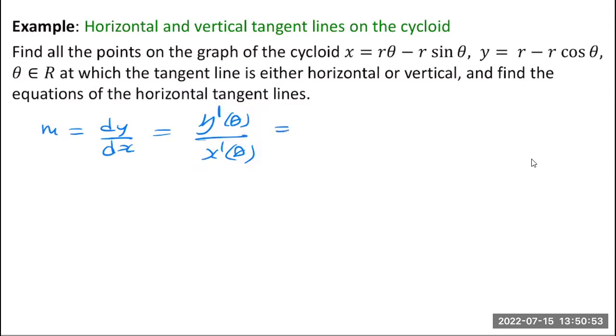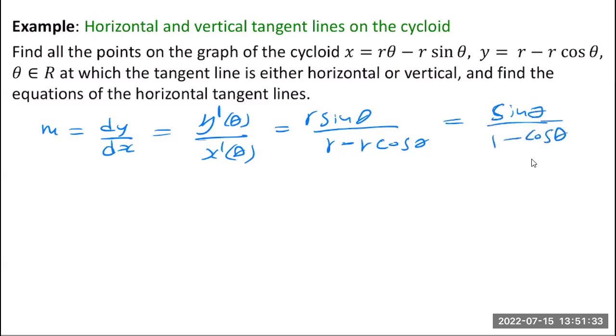Of course, you can find this slope by differentiating. If you differentiate this y with respect to theta, you get r sine theta in the top. And then in the bottom, the derivative of x with respect to theta is, here it should be r theta, I'm messing this up here, r minus r cosine theta. Canceling r in top and bottom, you get sine theta divided by 1 minus cosine theta. That is the slope, or the dy over dx.